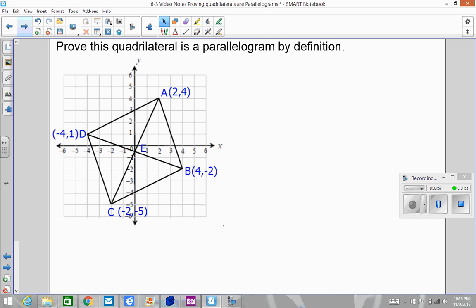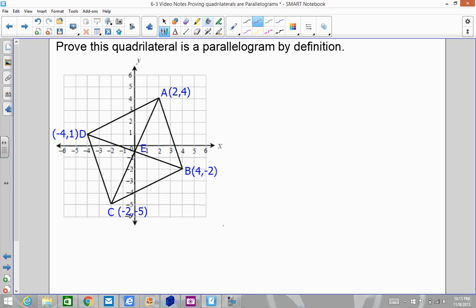Okay, so this is where some of the tougher work comes in. So let's take a look at this problem here. For this problem, we want to prove this quadrilateral is a parallelogram by definition. Remember, the definition says that there are two pairs of parallel sides.